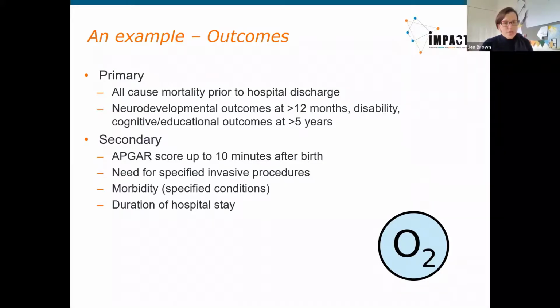The secondary outcomes were more sort of biochemical and medical outcomes. So APGAR score, which is sort of a quick indication of the health of a baby when they're first born. We had specified some invasive procedures, so intubation, for example. Morbidity, again, where we had specified the conditions of interest, and then the duration of hospital stay.